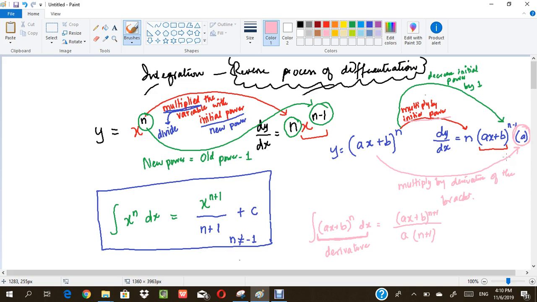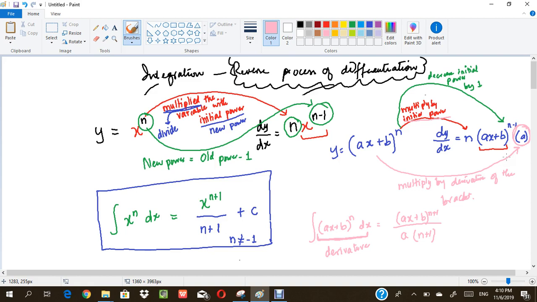I'll repeat the answer to this question again. See, the raw material for integration is the derivative, and the derivative is obtained by multiplying the bracket by the derivative of the bracket. So when we are obtaining the integral by reversing every step of differentiation, we actually have to reverse the multiplication that we had carried out. And the reverse of multiplication is division, right?